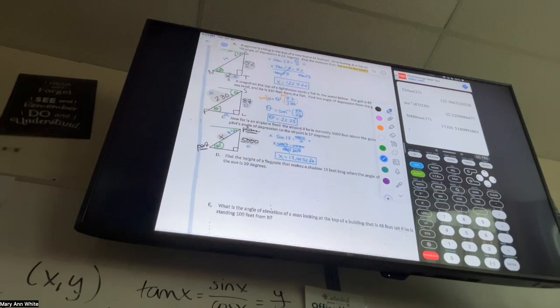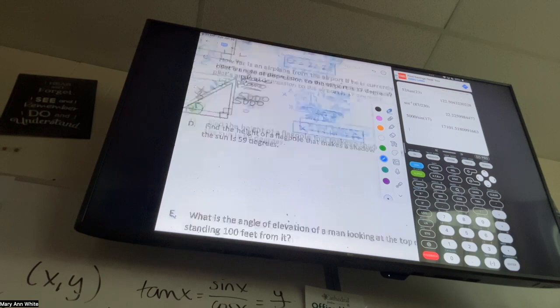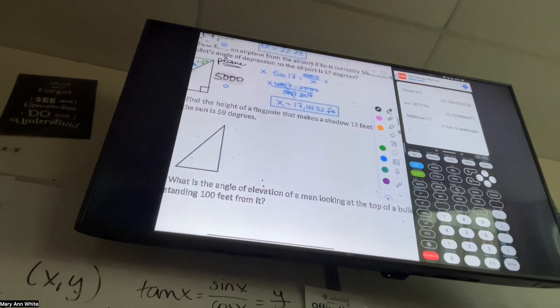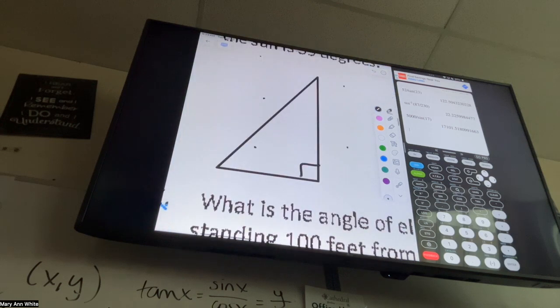Good. Last one. It says, find the height of a flagpole that makes a shadow 13 feet long when the angle of elevation of the sun is 59 degrees. Okay, draw my picture. Okay, we're finding the height of the flagpole that makes a shadow 13 feet. Where's the shadow on this triangle? It's on the ground. The shadow's on the ground.